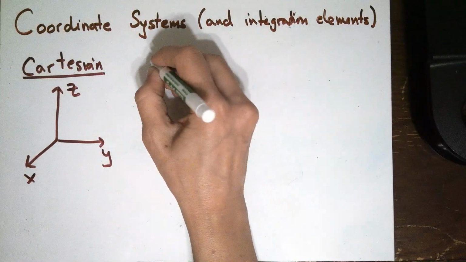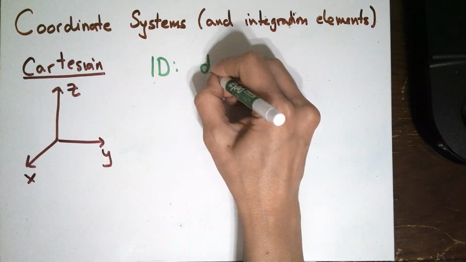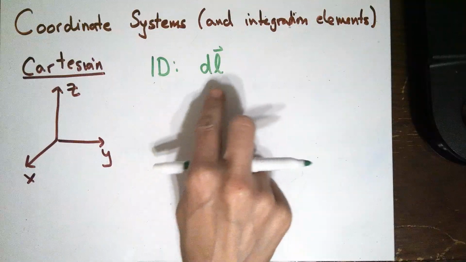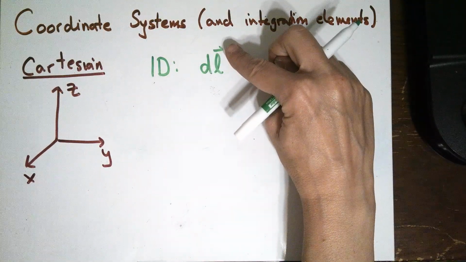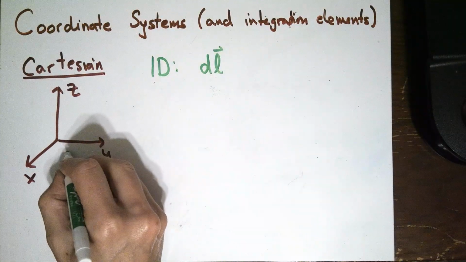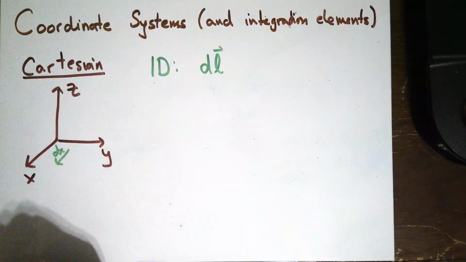And for this one, if you want to do a one-dimensional or path integral, you're going to need to know what is a little step along the path. And usually we use dl for that. Note it as a vector. Direction is important here. So to take a path, maybe you would step a little bit in x, so a little dx step.